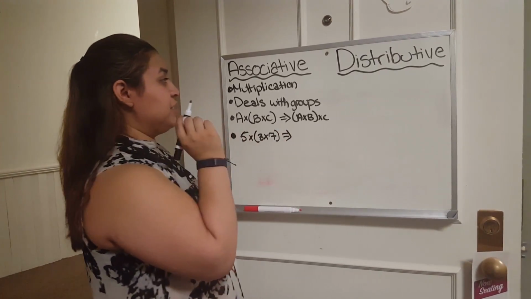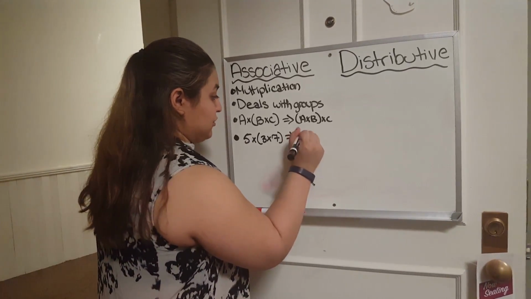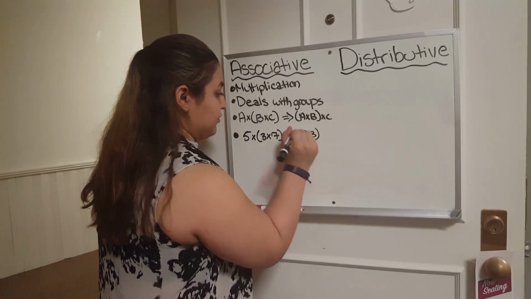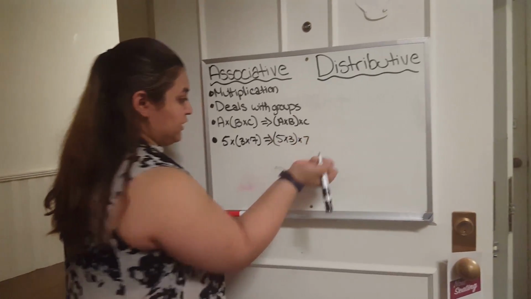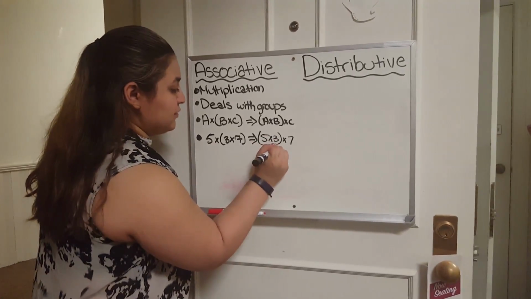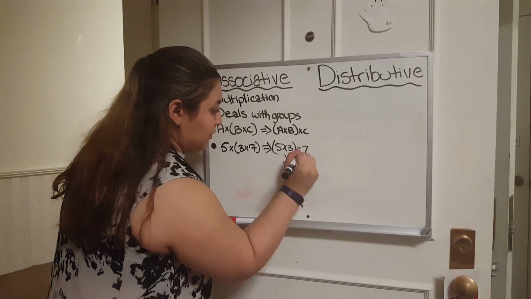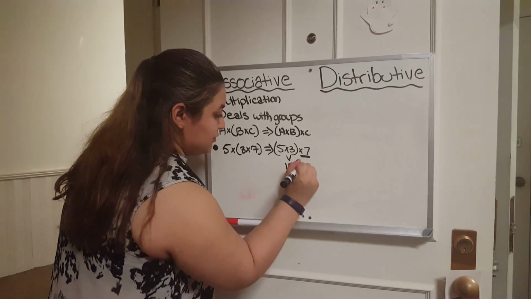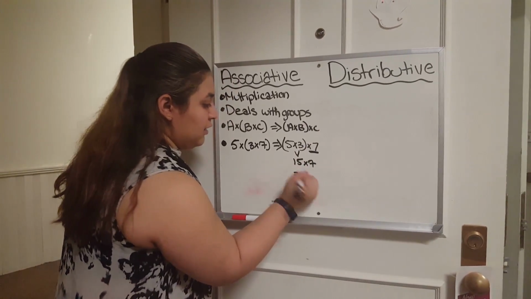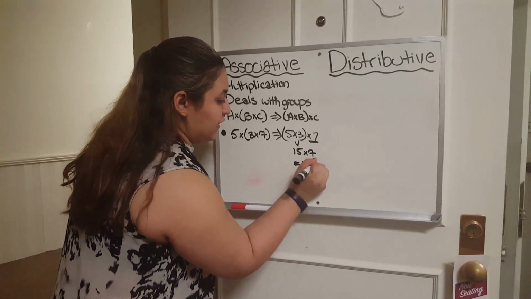And then if we're going to use the associative property of multiplication, we can change that to parentheses 5 times 3, close parentheses, times 7. And so we made this a little bit easier on ourselves because we know 5 times 3 is 15. And so we bring down the rest of this, times 7. And after we do the math, we will get 105.